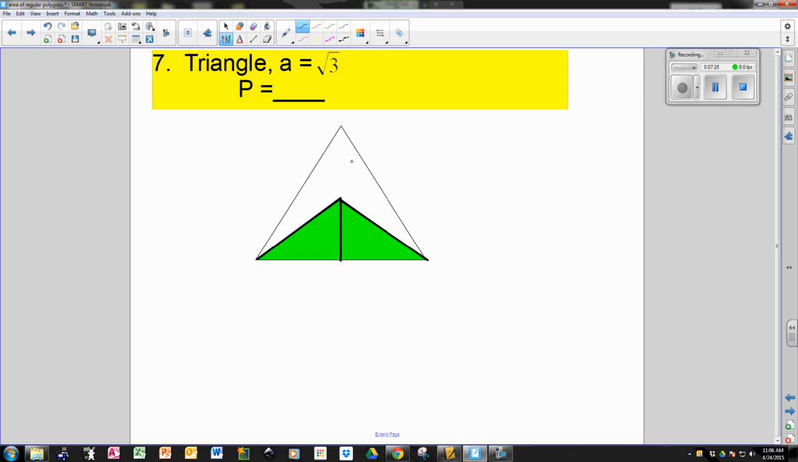And then we have an equilateral triangle. In an equilateral triangle, your apothem is still 90 degrees to the side. It still cuts the side in half. So let's find the perimeter. If my apothem is the square root of 3, which means that's a 1 in front, so that would be 1 square root of 3.